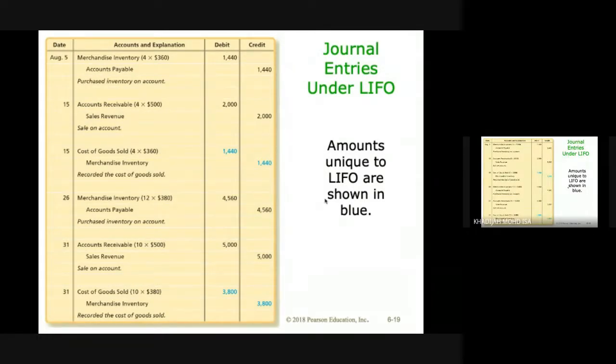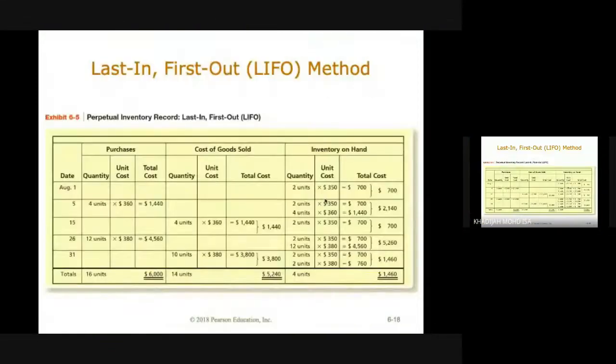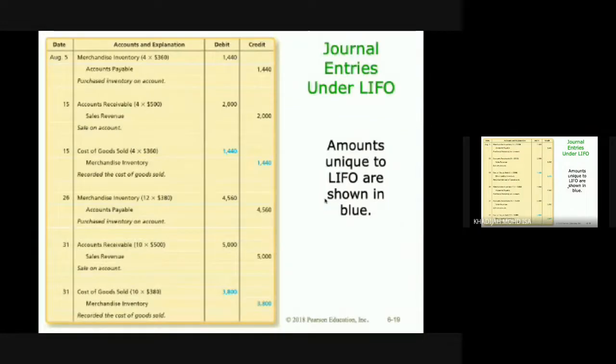All right, and then on the 26th, what would be the entry? You purchase 4,560. So whenever you purchase, you debit your inventory account and credit your accounts payable. Assuming that you purchase your inventory on account, you debit your inventory and credit your accounts payable.